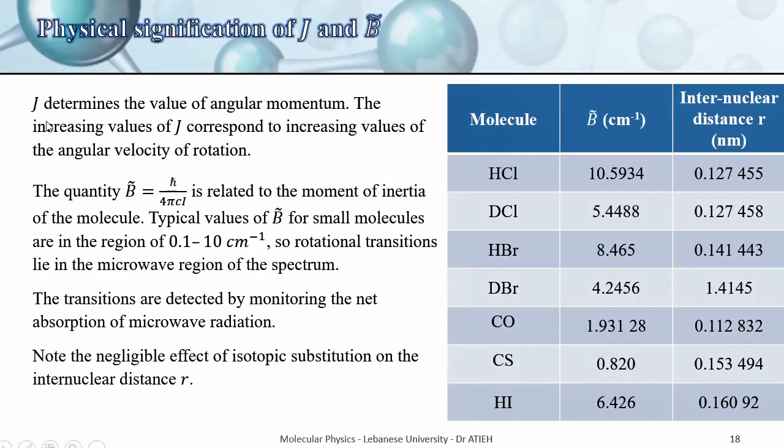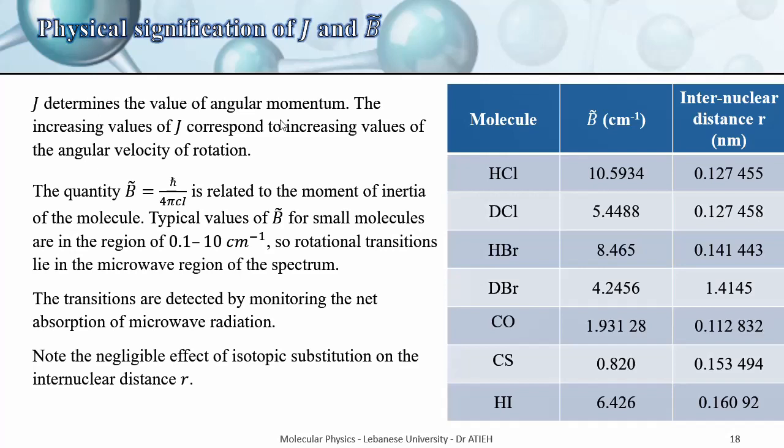So we have seen that the quantum number J determines the value of the angular momentum. And when the value of the quantum number J increases, that means that the angular velocity of rotation of the molecule will also increase. We have already seen that in the previous slide. Now, what is the significance of the quantity B? B is related to the moment of inertia of the molecule. So B equals h bar over 4 pi cI. H bar is a constant, c is a constant, 4 pi is a constant. It only depends on I, on the moment of inertia.